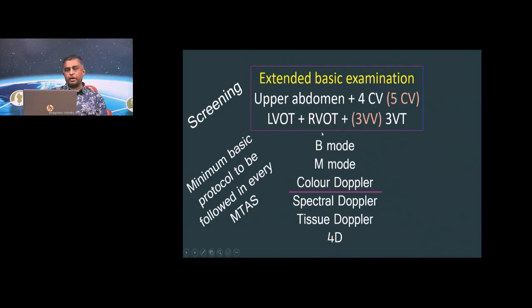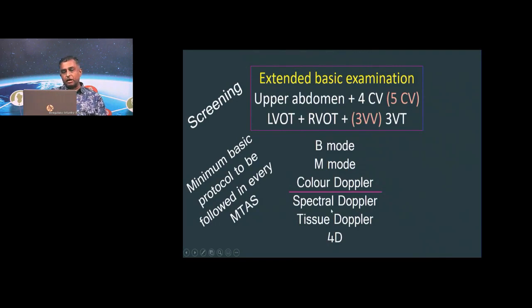Now, what do we employ? We use grayscale, or also known as B mode. You use M mode, you use color Doppler. Color Doppler, in fact, is a necessity. It is not that you turn the color Doppler on when there's an abnormality. You turn the color Doppler on by default in every case, and I'll show you some cases where this has actually helped.